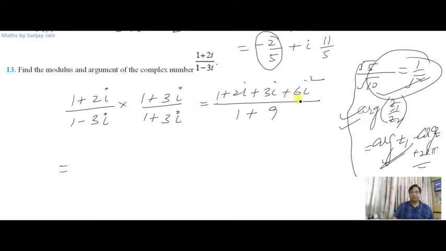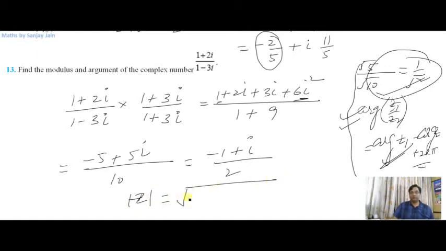So I'll have minus 6 plus 1 minus 5 plus 5 iota divided by 10, and it will be equal to minus 1 plus iota by 2, right? So the modulus, mod z, will be equal to the square root of minus 1 by 2 squared plus 1 by 2 squared. This is 1 by 4, this is 1 by 4. 1 by 4 plus 1 by 4 is 1 by 2, and the square root will give me 1 by root 2, right? This is the modulus.